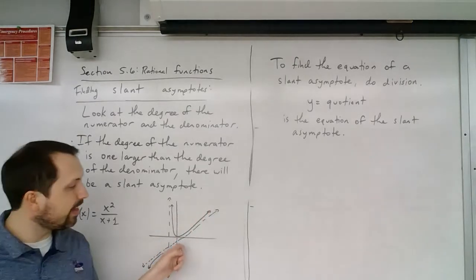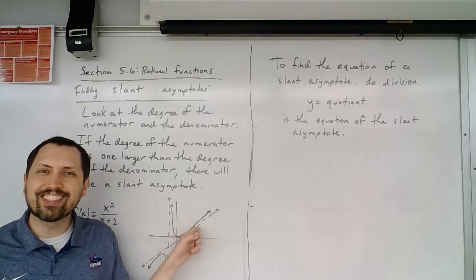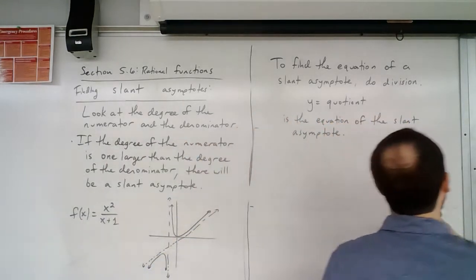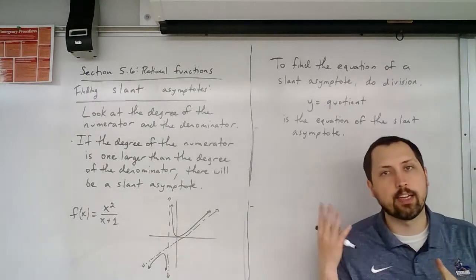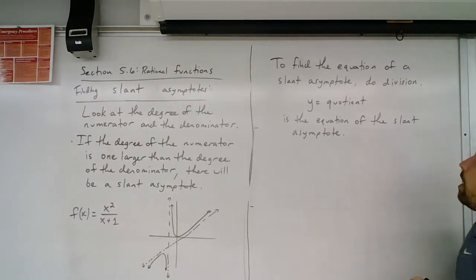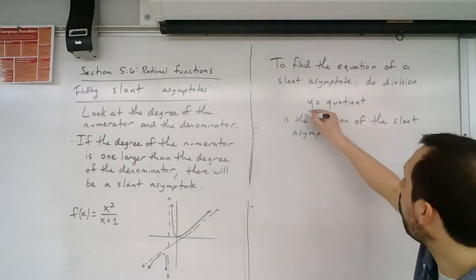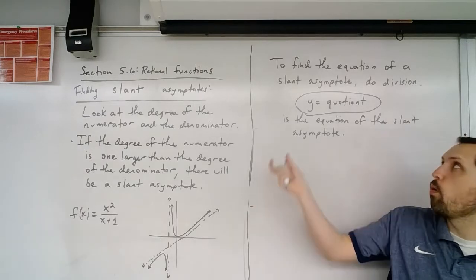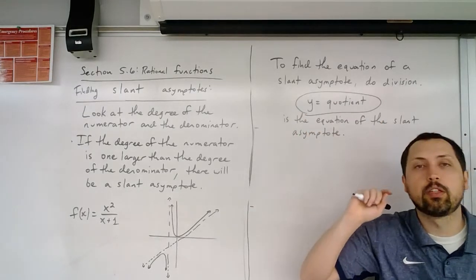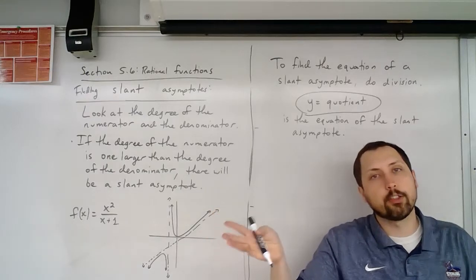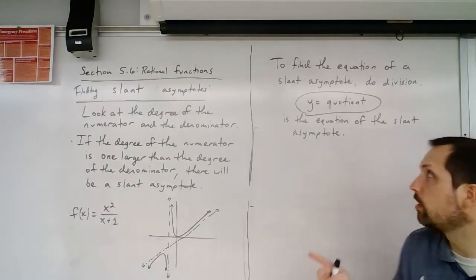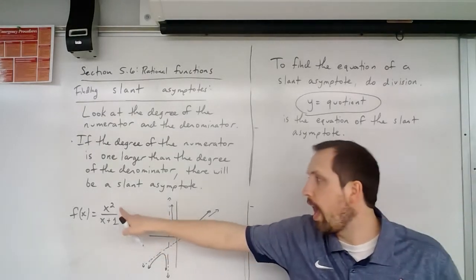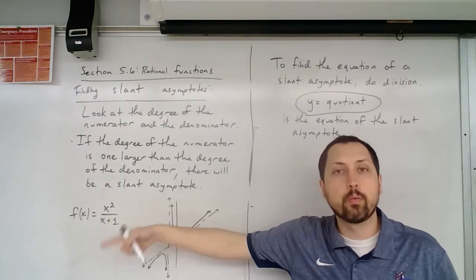To find the equation of this line, of the slant asymptote, we're going to have to do division. Again, you can either use synthetic division or long division depending on the type of expression you're given. Once we do division, y equals the quotient. Whatever the quotient is, that's going to form our slant asymptote. The remainder plays no role in this. We're not concerned about that. It's only the quotient. So if we take a look at this example, we do x squared divided by x plus 1, and we do the division.